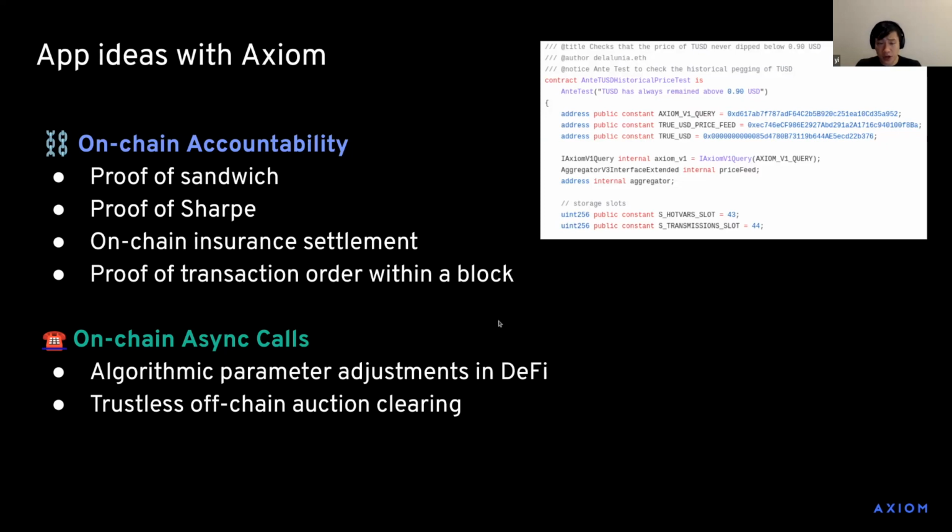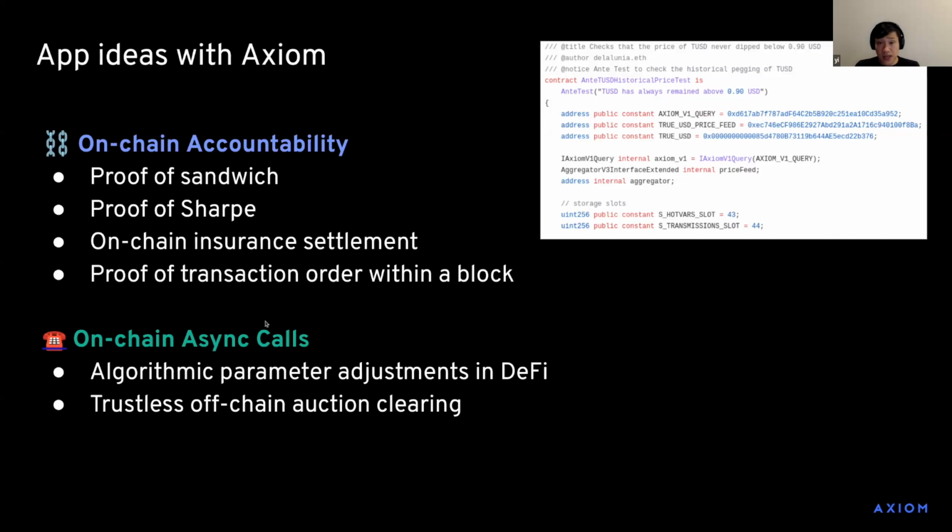And finally, for another example involving MEV, we feel like we can use Axiom to prove where a transaction was ordered within a block. So in all these cases, Axiom is providing a very objective way of checking things which already happened on-chain.